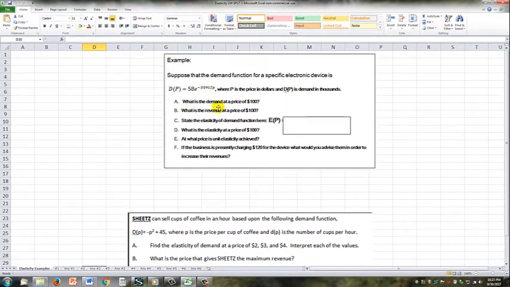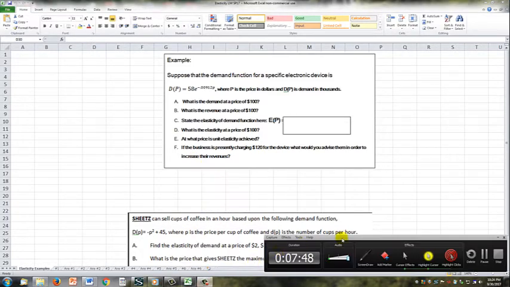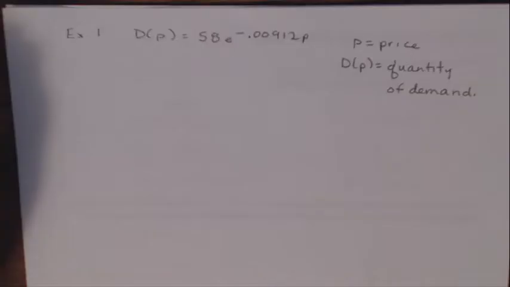We want to know the demand at a price of 100, the revenue at a price of 100, the elasticity of demand function. We'll put in this blank. I'll put it on a sheet of paper in a minute. The elasticity at a price of 100, at what price is unit elasticity achieved, and if the business is presently charging 120 for the device, what would you advise them in order to increase their revenues? So let's find the elasticity function, and then we'll come back and do all these things.